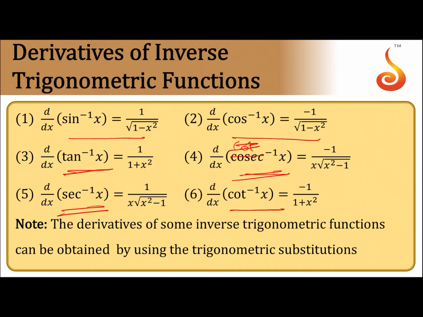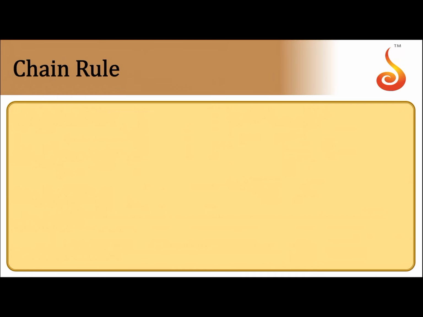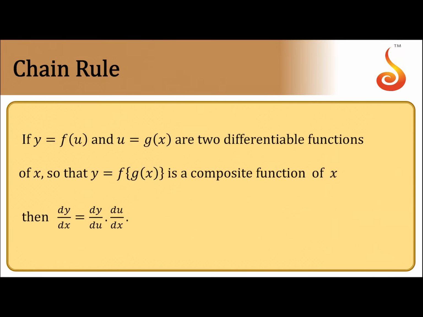So the derivative of some inverse trigonometric functions can be obtained by using the trigonometric substitution. When you go for substitutions and simplifying, you get the answer. What is meant by chain rule?